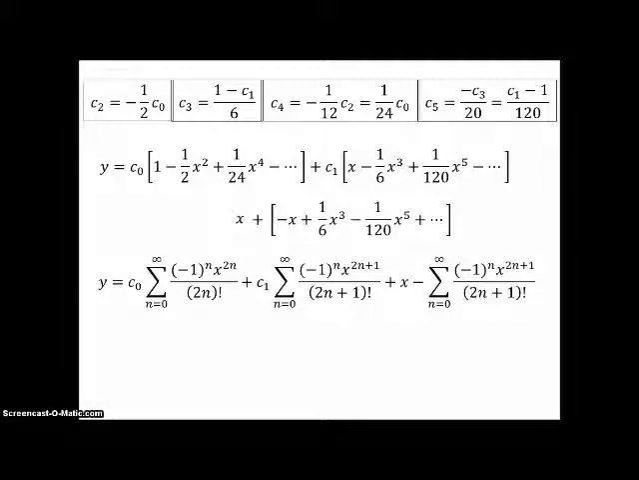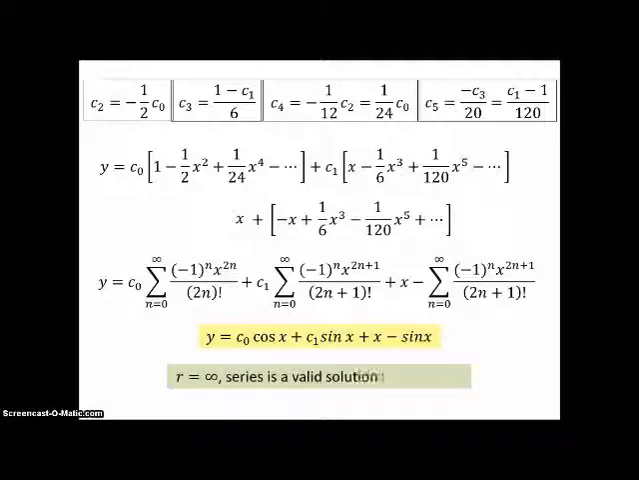Now do you recognize them? Of course you do. C0 times cosine x plus C1 times sine x plus x minus sine x. Now you can't solve that one with any of our previous methods. You're going to have to use series. Now notice that these series converge for all real numbers, so the radius of convergence is infinite. And the series is a valid solution for all x in the real numbers.